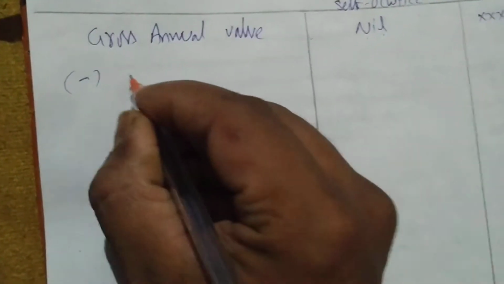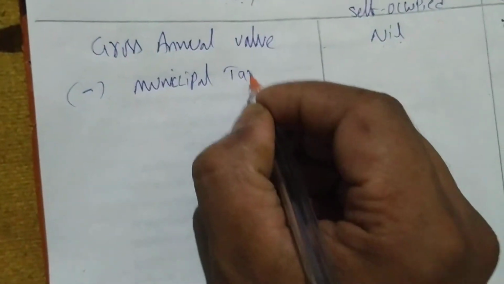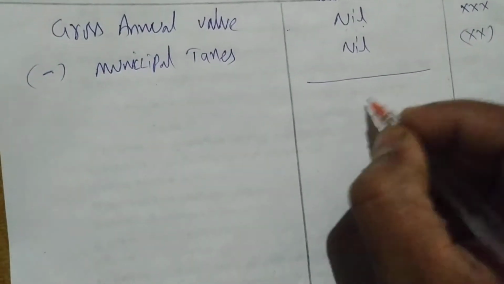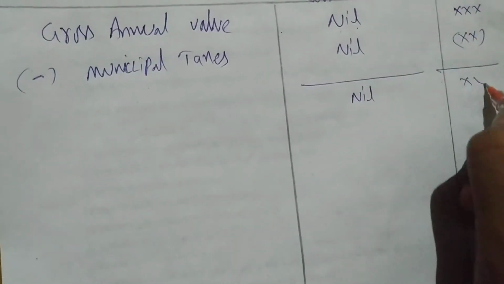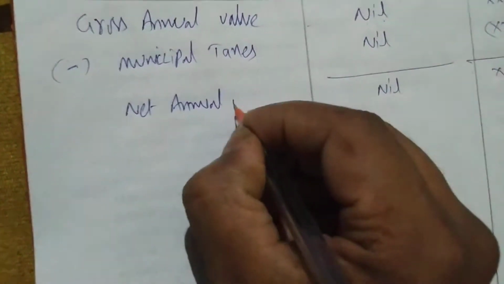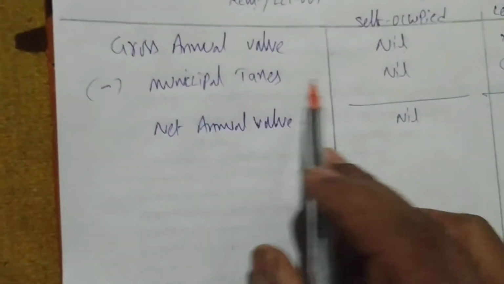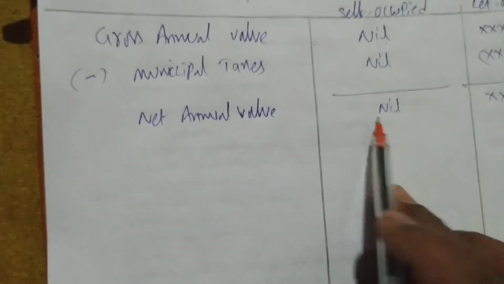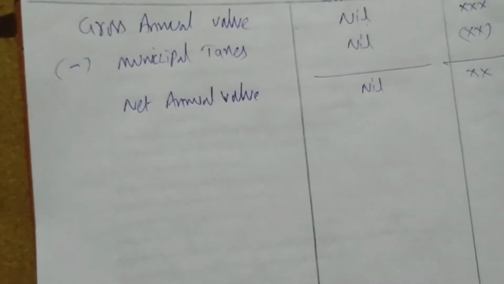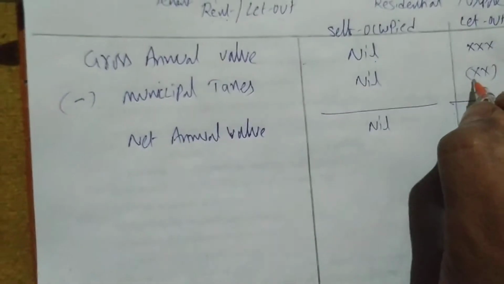Next, we'll deduct municipal taxes. There will be no municipal taxes for self occupied, but here municipal taxes will be there. So we write nil here, and we write some amount here. This will be called net annual value. There will be no GAV, no municipal taxes, no NAV for self-occupied property. But for let out portion, we'll have GAV, municipal taxes, and net annual value.